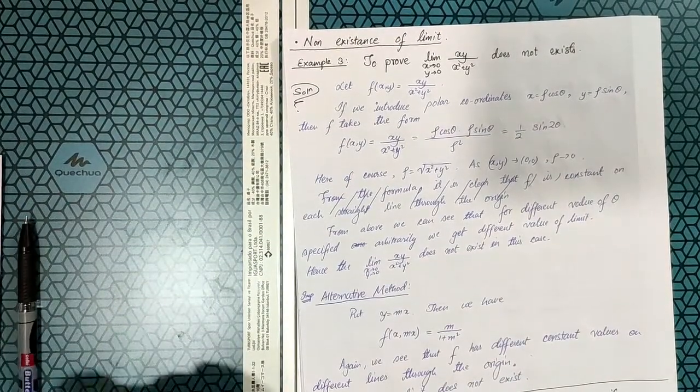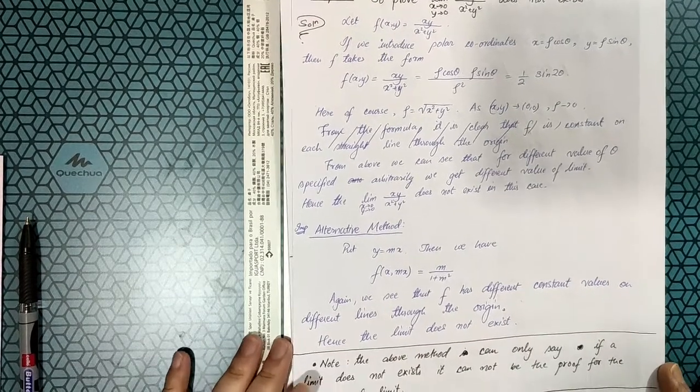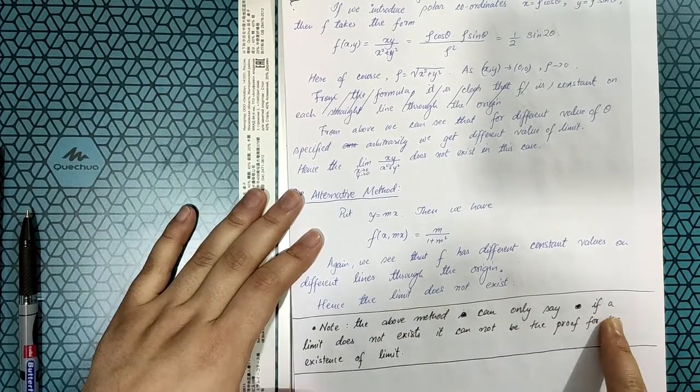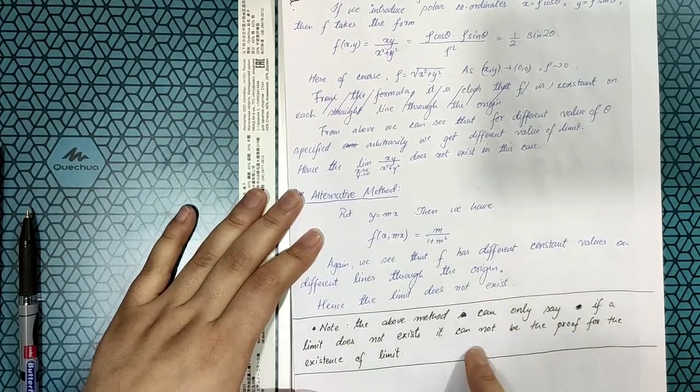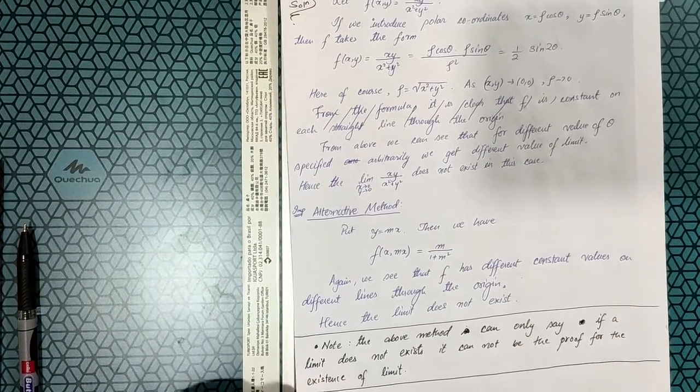For the existence of limit, we need to have the epsilon delta definition. See, note, the above method can only say if a limit does not exist. It cannot be used as a proof for the existence of a limit.